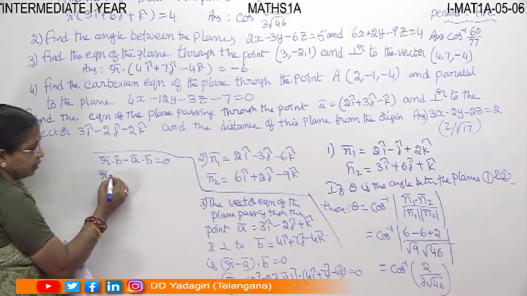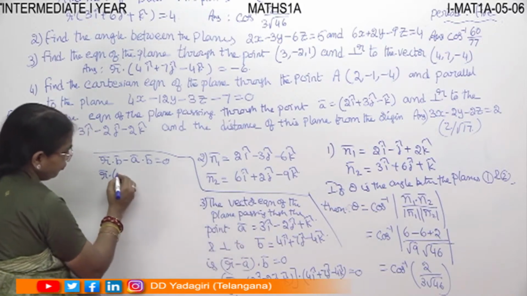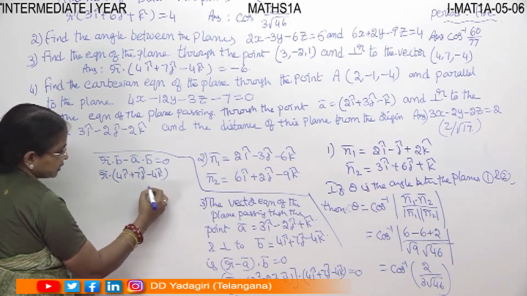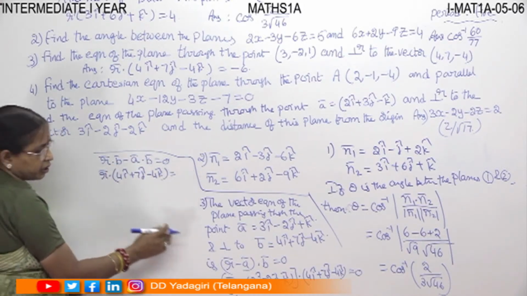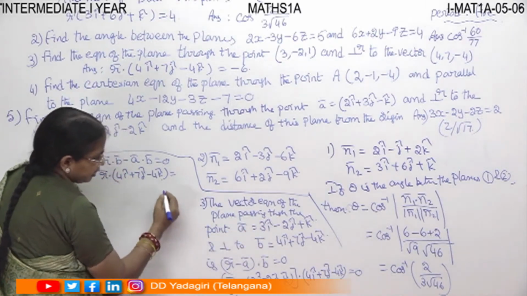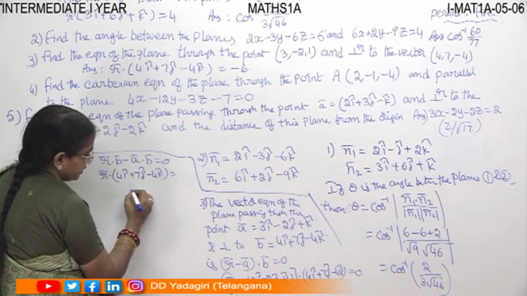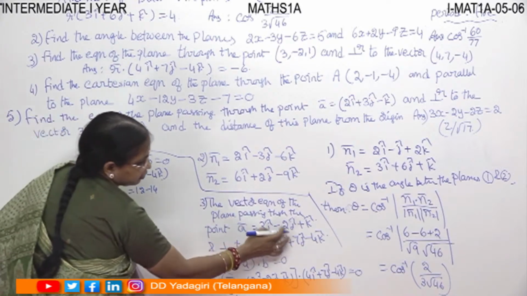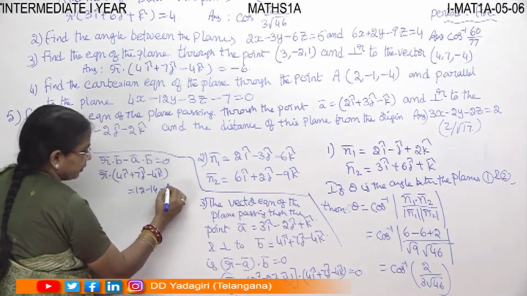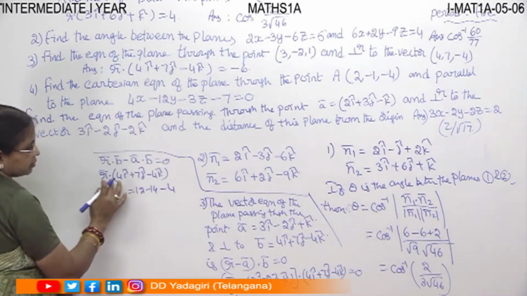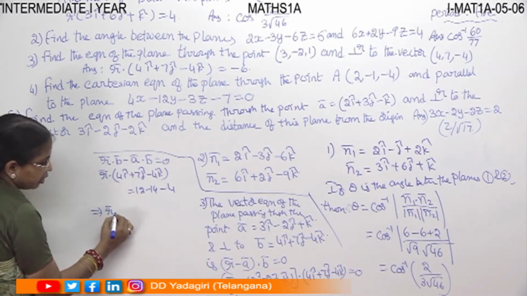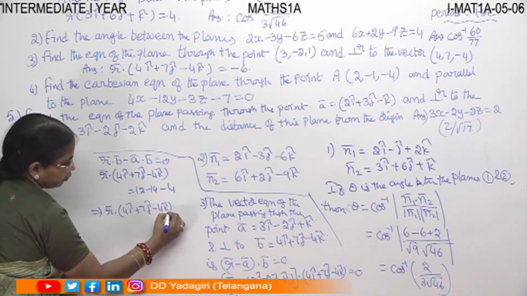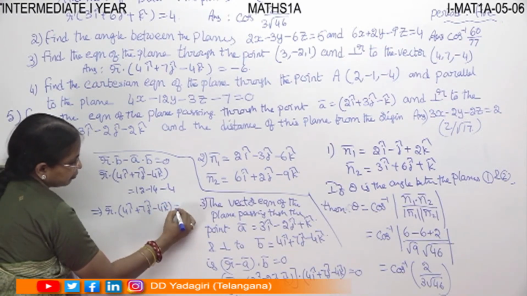So r dot b, what is b? 4i plus 7j minus 4k is equal to a dot b. So what is a dot b? 4 3s are 12, so a dot b is 12 minus 14, 7 twos are 14, and then minus 4. So you will get this equation: r dot (4i plus 7j minus 4k) is equal to minus 6.